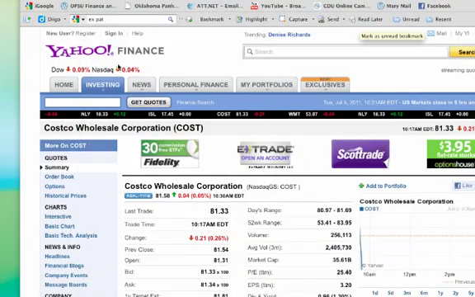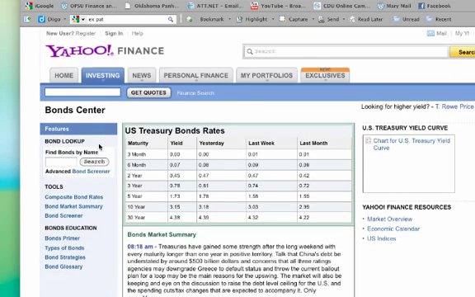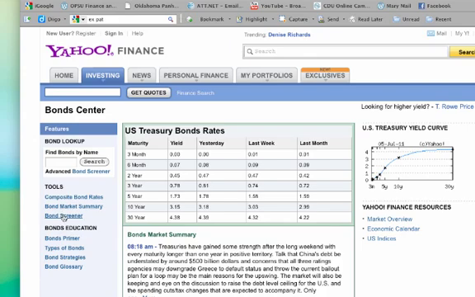What we're going to do is we're here at Yahoo Finance again. We're going to go to the investing tab, and go down here to bonds. Click on it. And we're at the bond center. Now let's go to bond screener. Third one down on tools here, bond screener. Click on that.